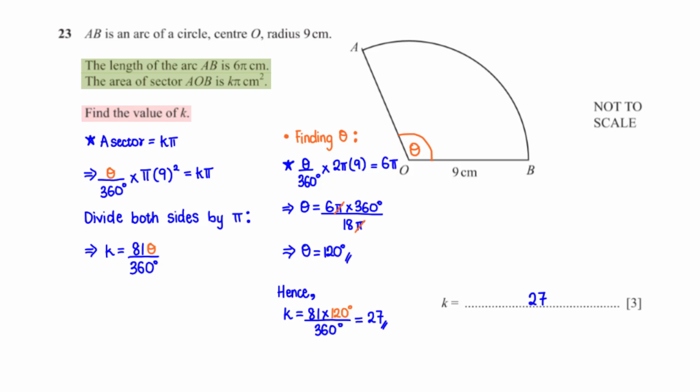Now let's find the value of theta. We know the formula for arc length is theta over 360 degrees times 2 pi r. In this case, r is 9 centimeters and the arc length is equal to 6 pi. When we make theta the subject of the equation, this is what we get. Pi cancels out. When we type 6 times 360 over 18 into the calculator, we get the value of theta as 120 degrees. This is what we have when we put the value of theta into the equation we have for k. This is equal to 27.